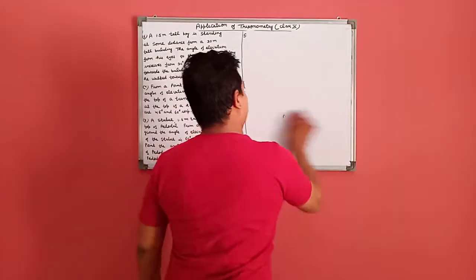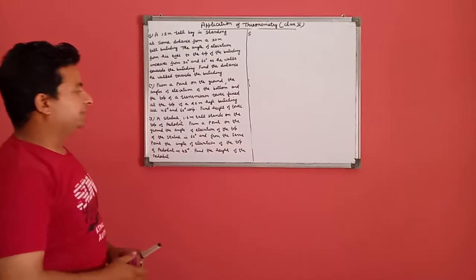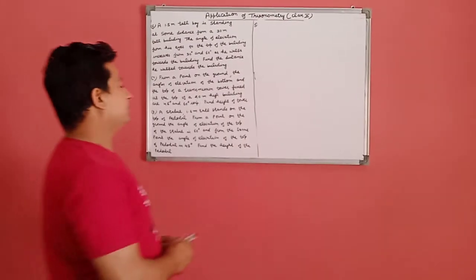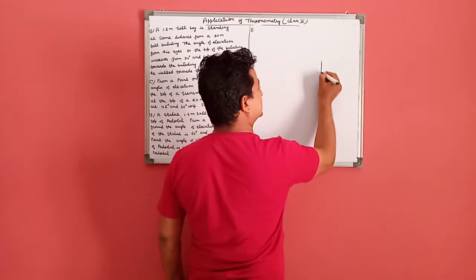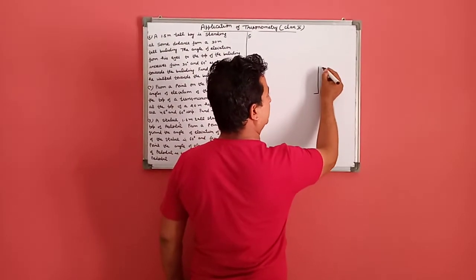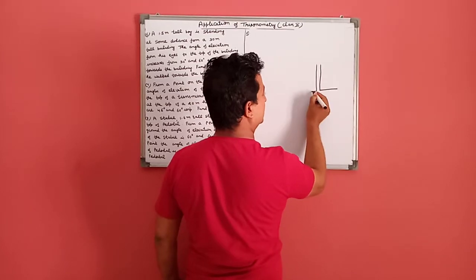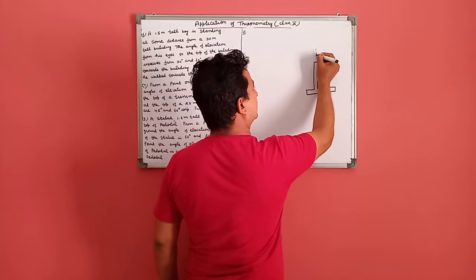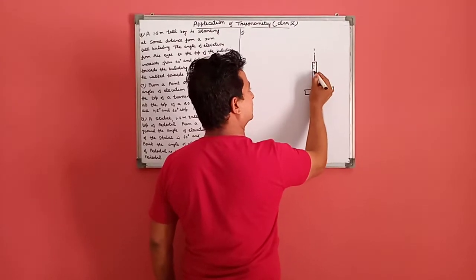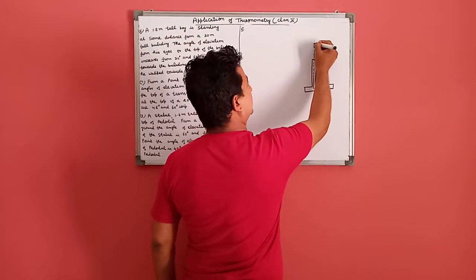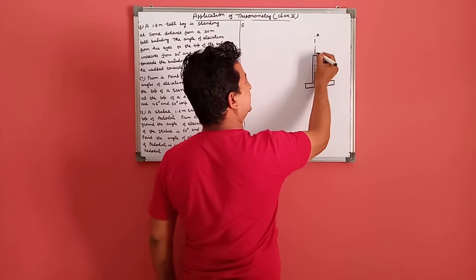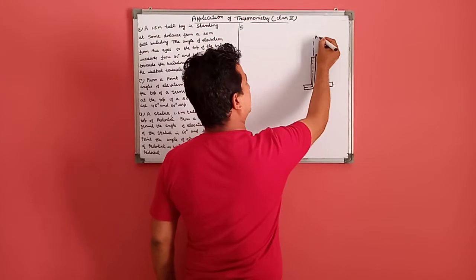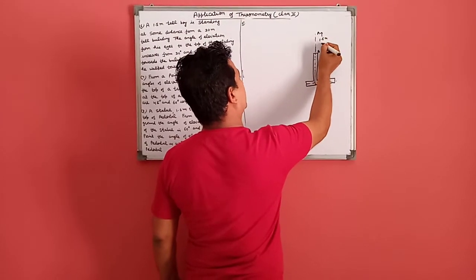In question number 8, the statement is: a statue 1.6 meter tall stands on top of a pedestal. This is the pedestal. On its top there is a statue. AB is the statue, BC is the pedestal. The height of the statue is 1.6 meter.